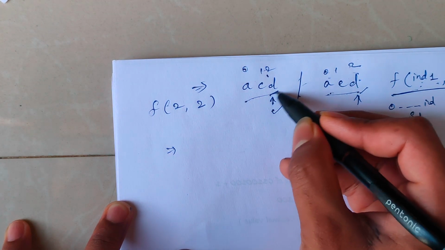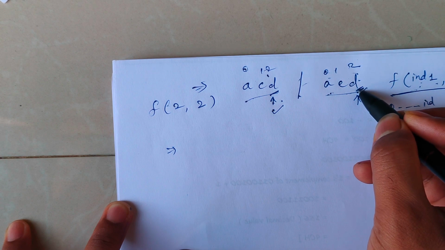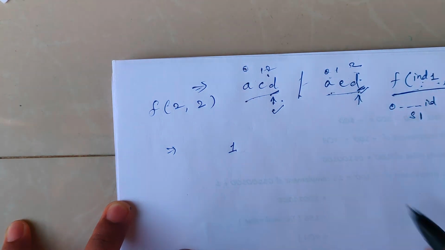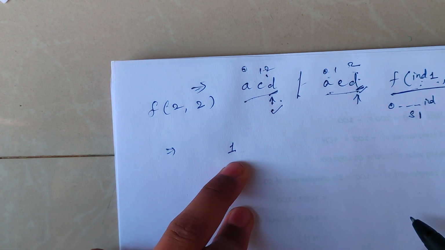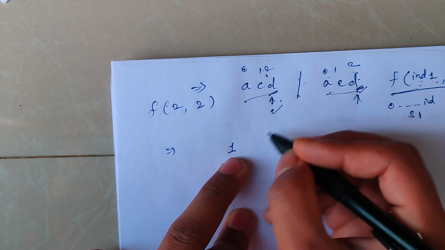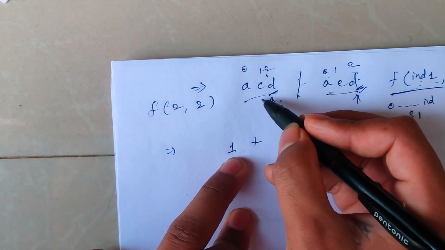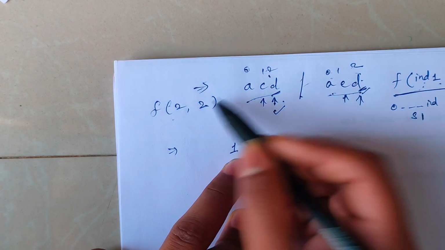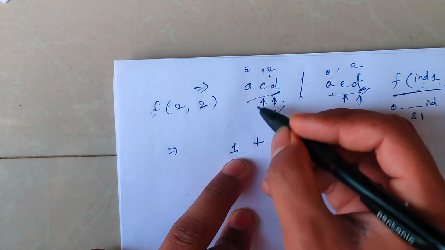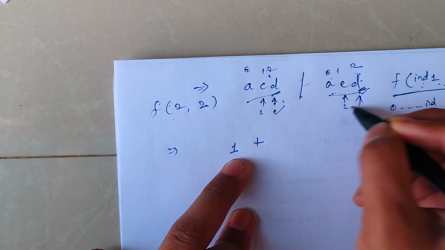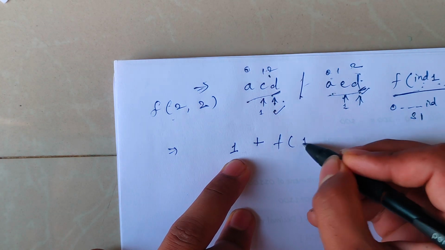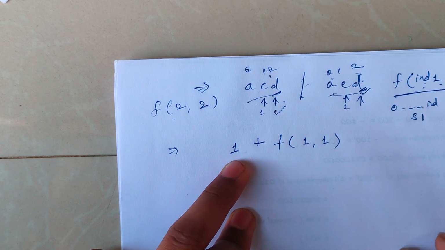Now in this case the characters are same. So we got a length 1 of subsequence which is common, and what we are doing is shifting our pointers, shifting our indexes. So here it would be 1, here it would be 1. So it would be f of 1 comma 1, right?